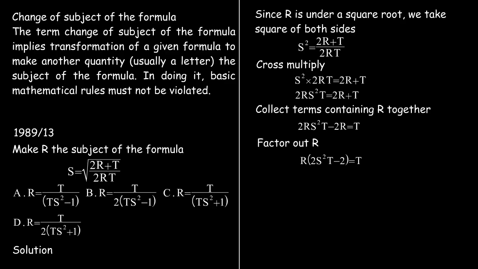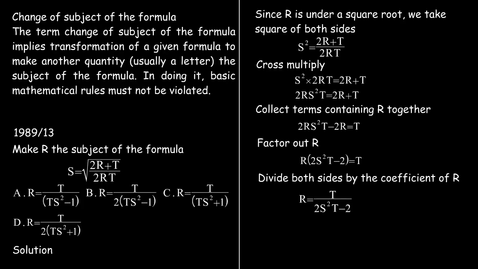Now to make r stand alone, or make r our subject of the formula, we're going to be dividing both sides by the coefficient of r, that's 2S squared t minus 2. And when we divide both sides by the coefficient of r, we get r to be equal to t divided by 2S squared t minus 2. We can always simplify further by factorizing our denominator, which should make r to be equal to t divided by 2 into (S squared t minus 1). And our correct option is B.